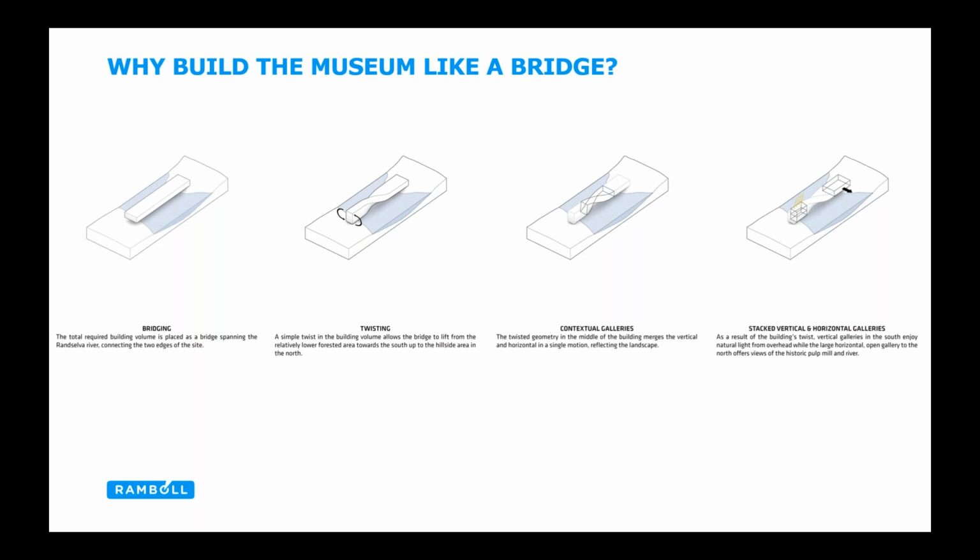So it is so that one bank of the river is very shallow and flat, and the other bank is quite steep. And so that's why actually this solution to twist the bridge, that is where it came from.